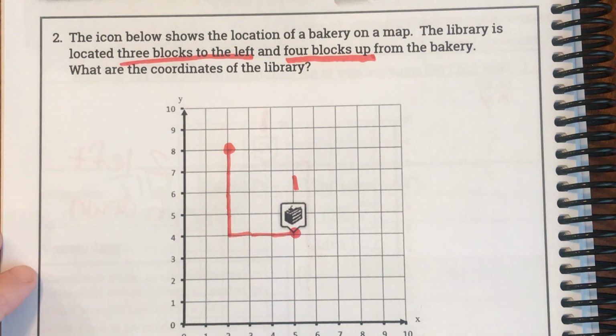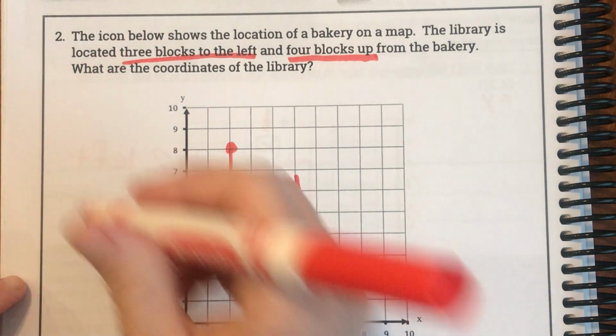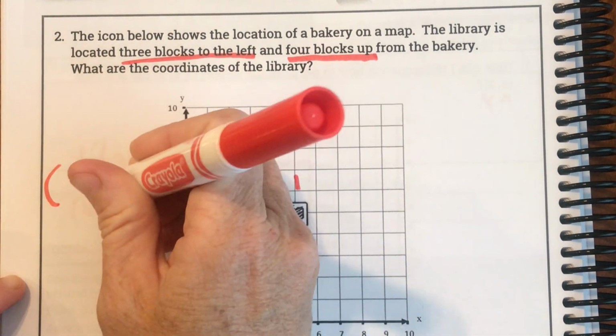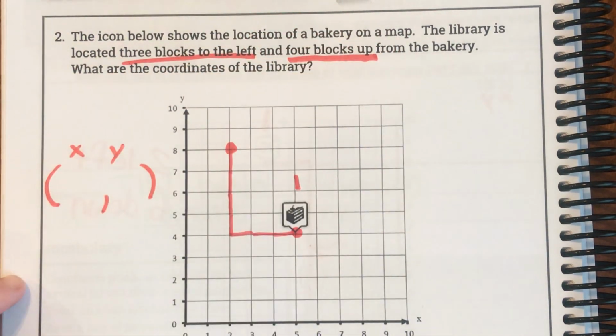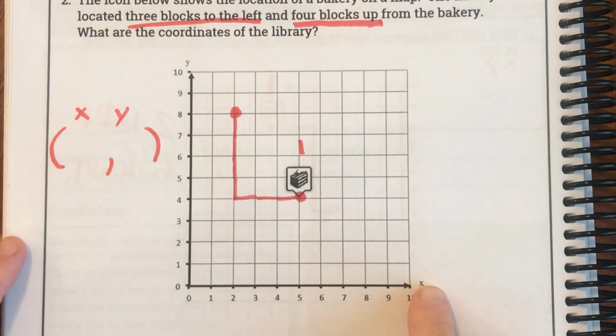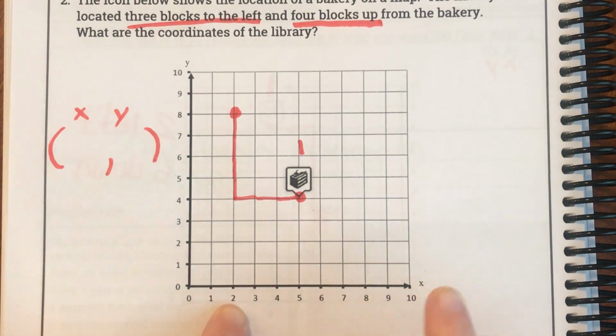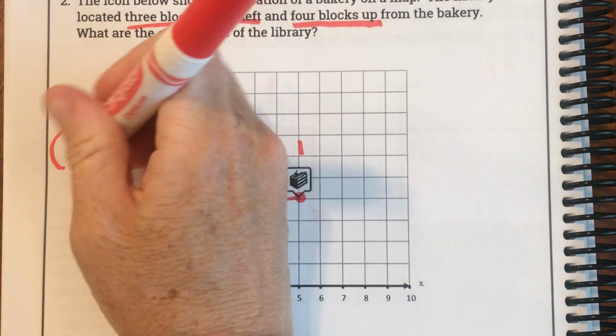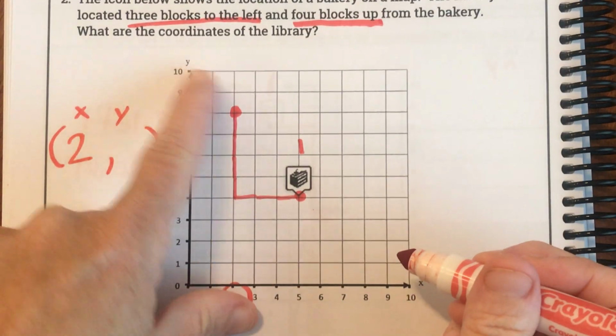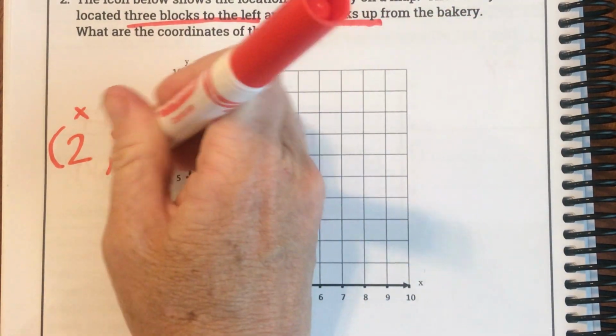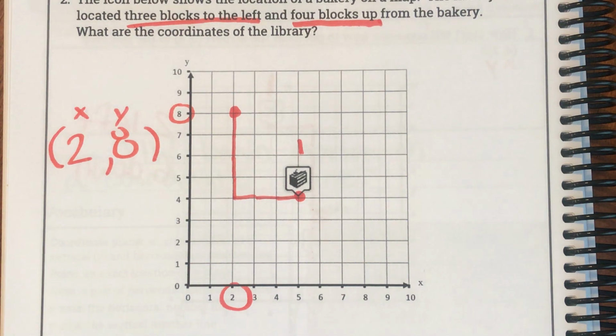So my question is, what is the coordinates of the library? So remember, coordinates are always going to be my x, y. So this is my x. So my x is 2. And this is my y. So my y is 8. And that's where my library is located.